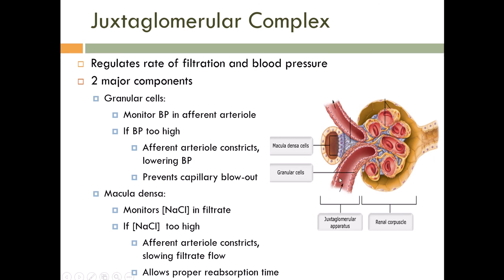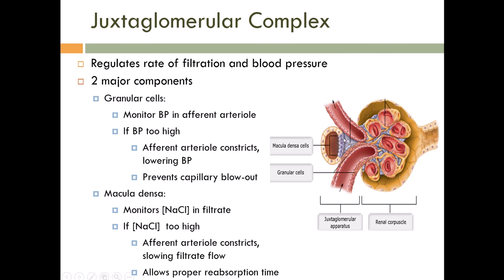If your blood pressure in the afferent arteriole is too high, the granular cells sense that and cause the afferent arteriole to vasoconstrict so that we don't have too high a pressure getting into the glomerulus. It can restrict the flow a little bit so that we essentially don't blow out our capillary and start bleeding internally.